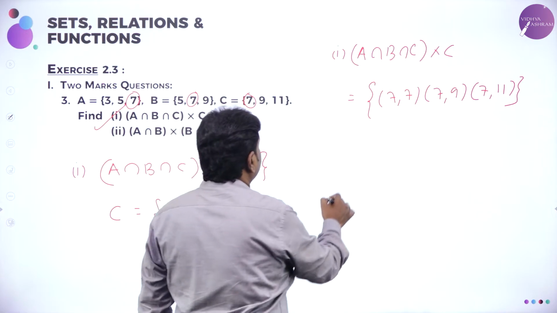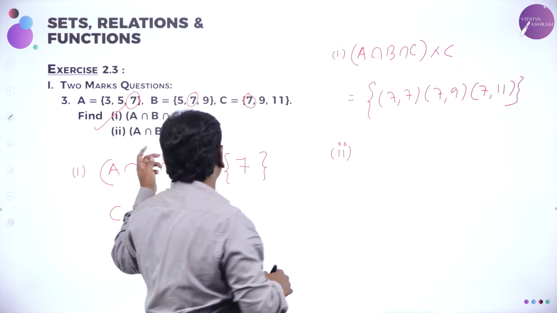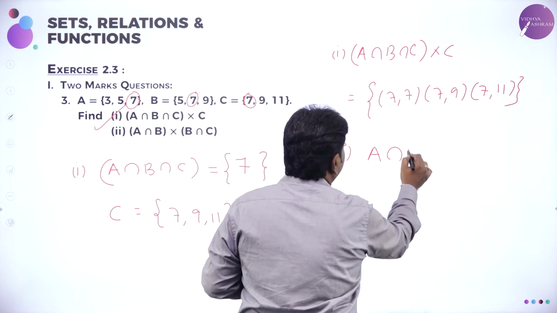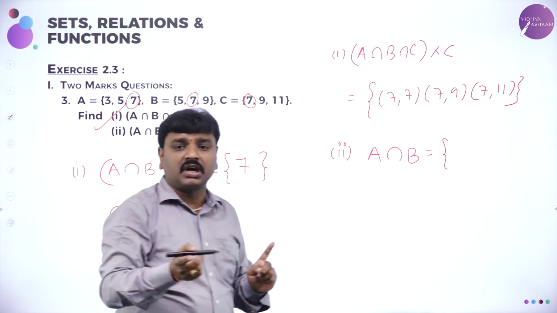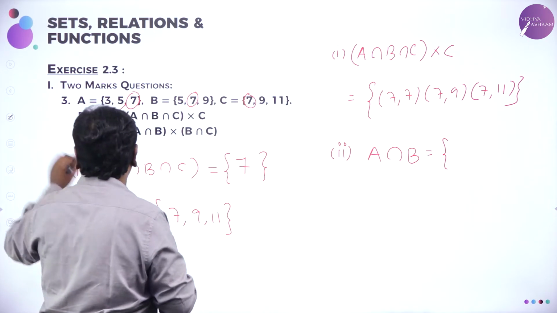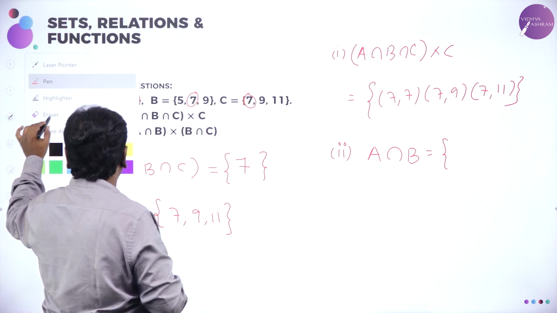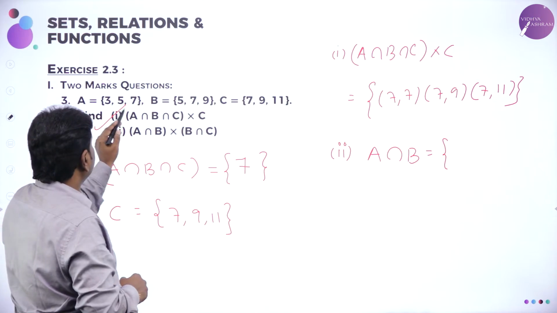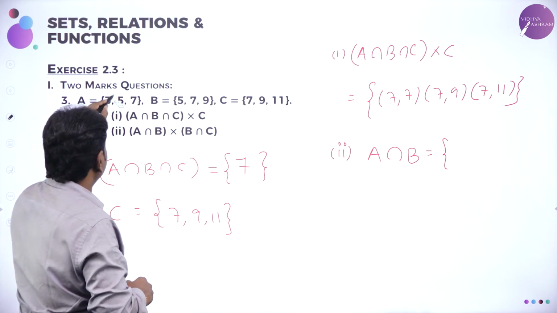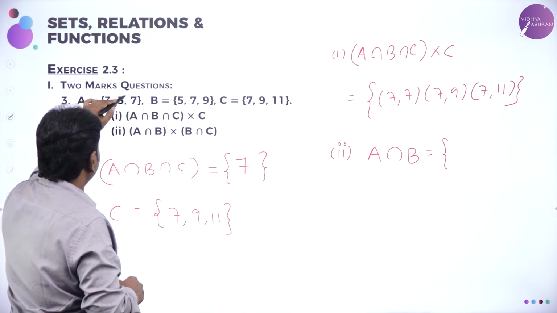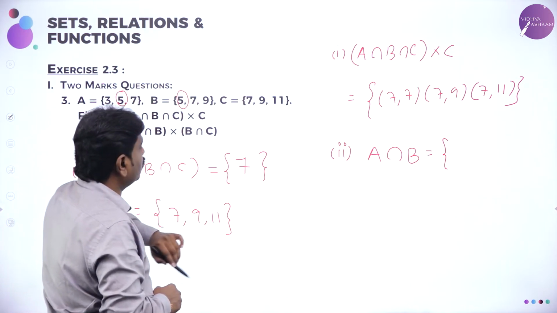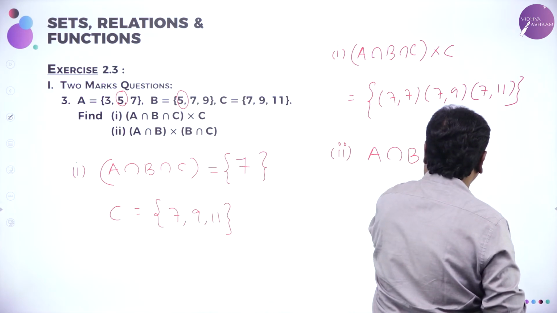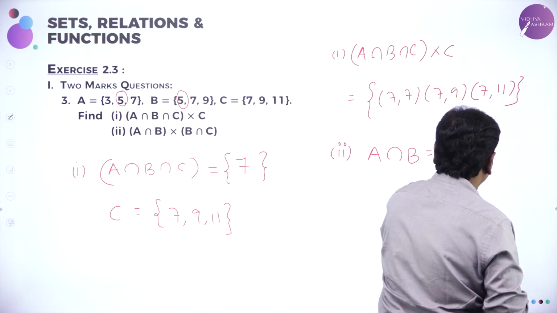Then the second one. They want you to find A intersection B cross B intersection C. First find A intersection B. What is meant by A intersection B? Common elements of A and B, that means elements present in both A and B. So what are the elements present in both A and B? Only 5. 5 is common. See, observe, 5 is present in A also, 5 is present in B also. So 5 is common in both. So A intersection B is 5.